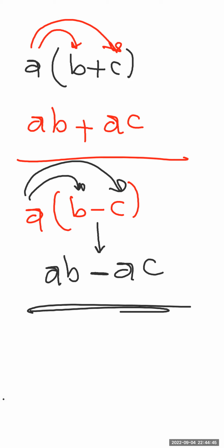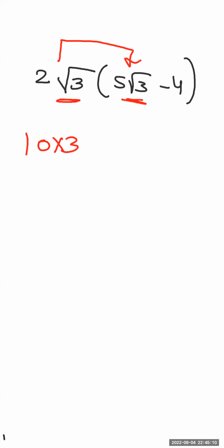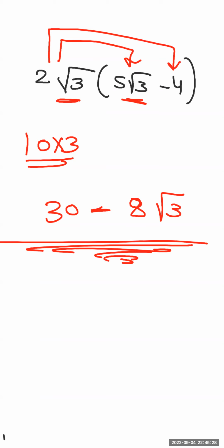Right. So let's solve the numerical examples like that. Switch off your microphones, guys, please, so that we can concentrate very well. 2 square root of 3 times 5 square root of 3 minus 4. So simply, as I explained, 2 times 5 is 10. Square root of 3 times itself is 3. So here, 30. Minus this one times the second term, 2 times 4, it's 8 square root of 3. Can I simplify it? Of course not. Now it's in the simplest form.